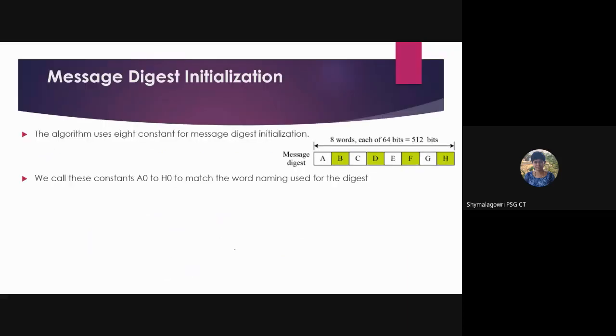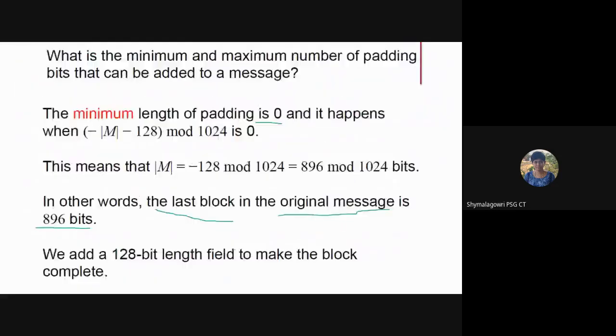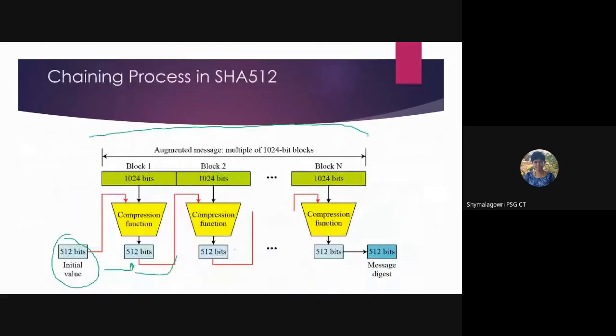Now we will go on to understand the message digest. What is the message digest? It is the hash code, or the output. The outputs are usually stored in the buffer. We said the buffer is going to be 8 words, and each word is going to be 64 bits. That is 8 into 64, so the total size of the message digest, or the hash code, will be 512 bits.